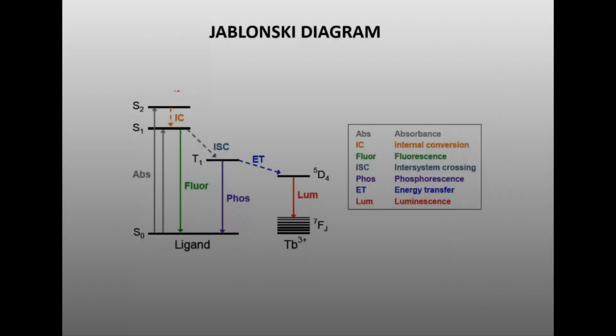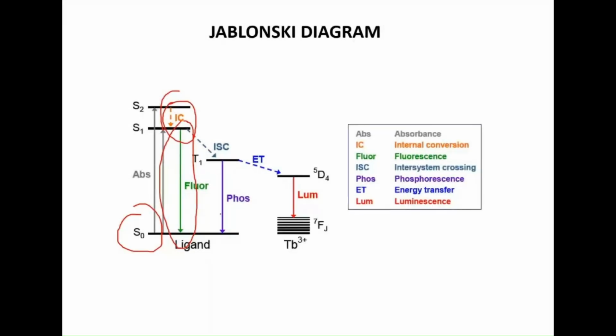So this is what I told you. The molecule, initially in the ground state, absorbs light of a definite wavelength and moves to a higher excited state, S2. Then internal conversion, and from there emission of light in the form of fluorescence. Then there will be a vibrational transition. From T1, it will come back through a radiative transition called phosphorescence. There is also a possibility of energy transfer, which is called resonance energy transfer.